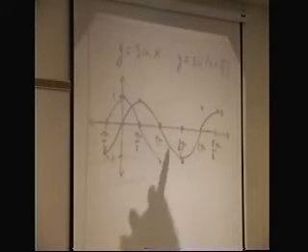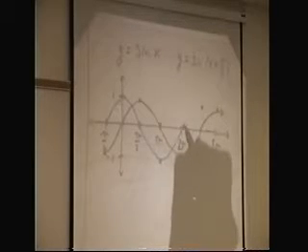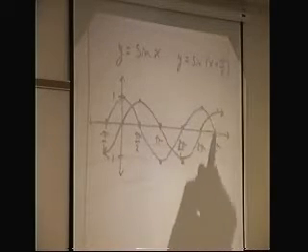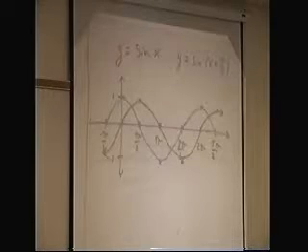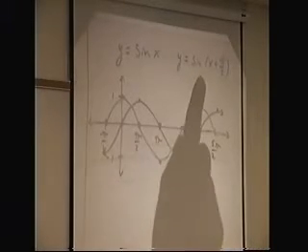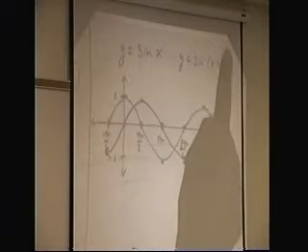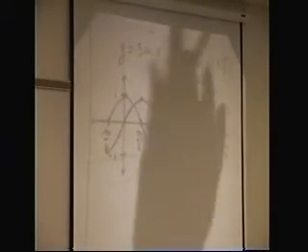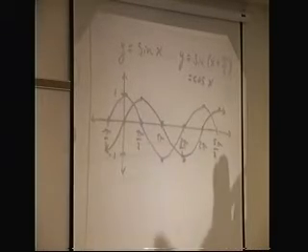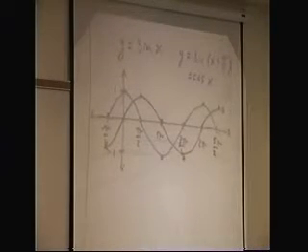Does this blue graph look familiar? What is that blue graph? Cosine x. In other words, if I take sine of pi over 2 minus x, or I take x plus pi over 2, I still get cosine x. Can everybody see that this is an entirely different way of verifying an identity? Completely different.